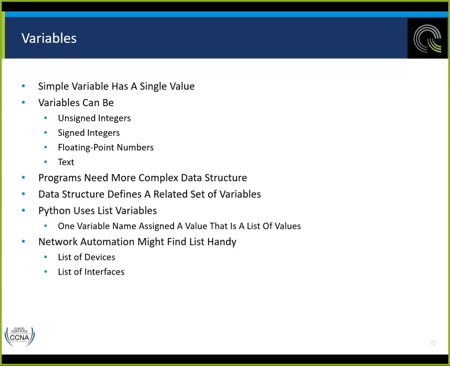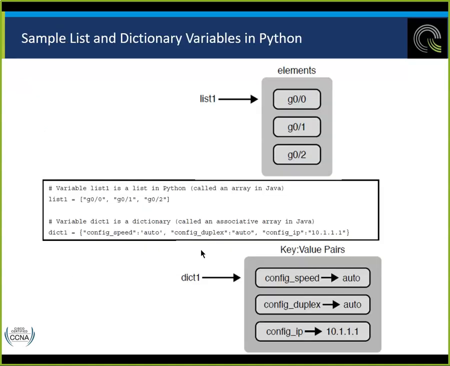One variable name is assigned and then a value that is in the list, and network automation might find the list handy, the list of devices, list of interfaces, list of different things that we're going to do, and kind of what I tried to talk about a little earlier, and it's going to be key and value pairs. Python is going to be that with this thing.